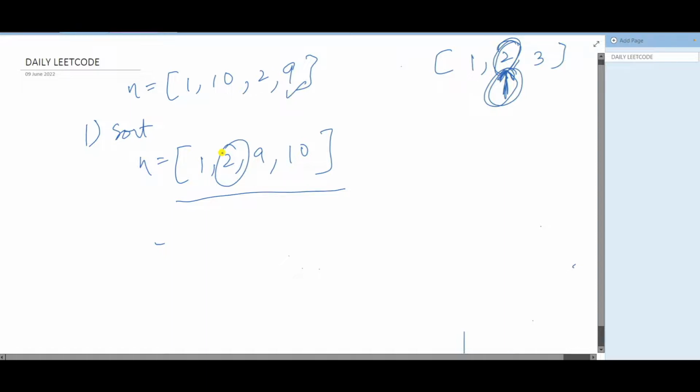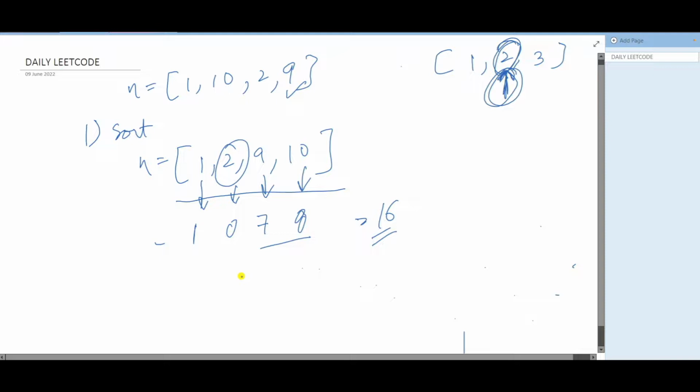So let's see what's the cost of converting everything to 2 over here. The cost for this would be 1. The cost for this would be 0. The cost for this would be 7. And the cost for this would be 8. So this would be 1, 0, 7, and 8, totaling 16.